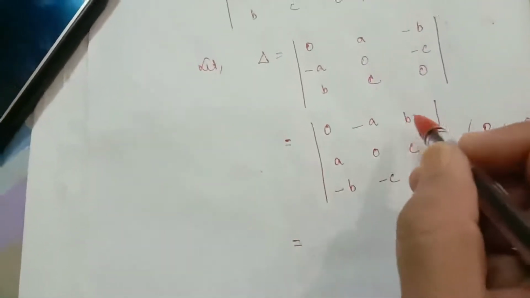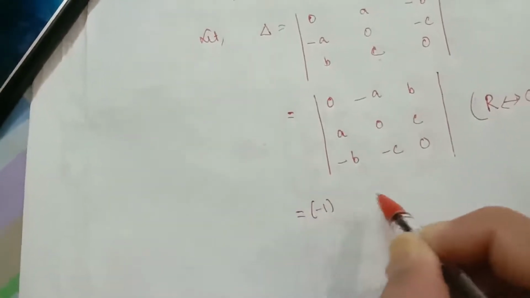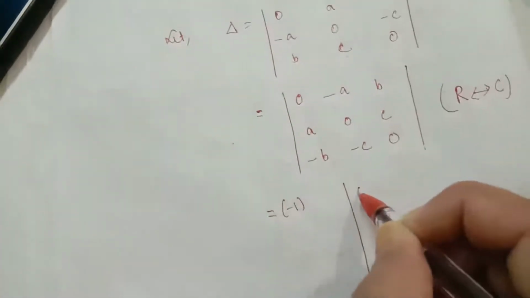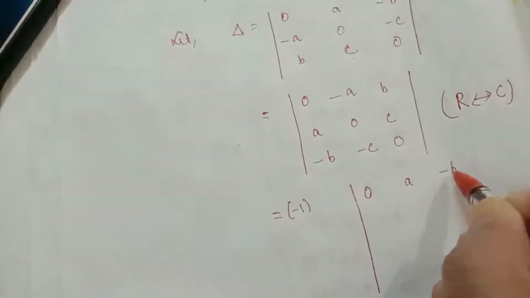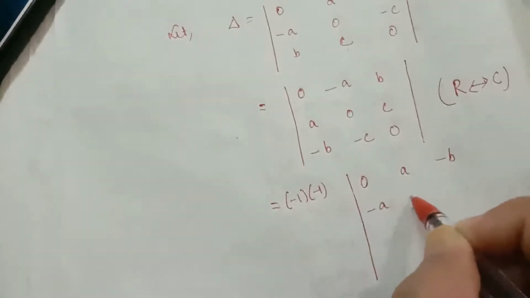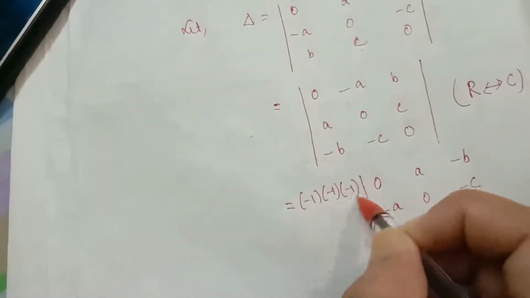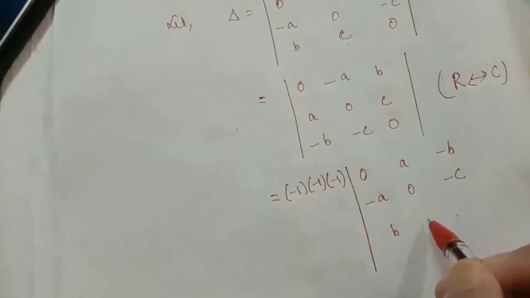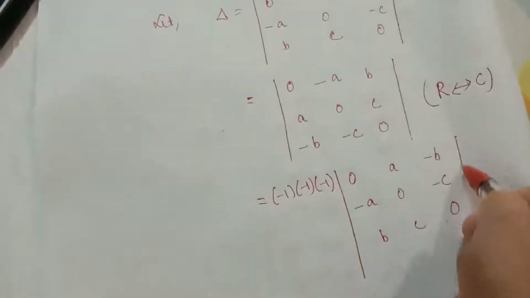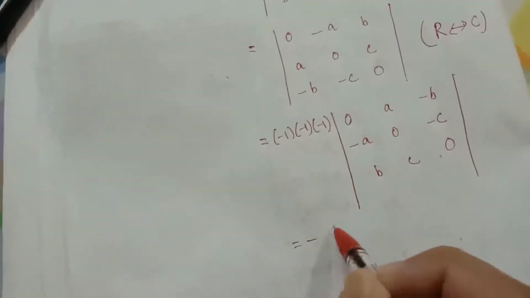Next, let us take minus sign common from the first row, minus 1. This will become 0, A, minus B. Let us take minus sign common from the second row. This will become minus A, 0, minus C. Let us take again minus sign common from the third row. It will become B, C and 0. Minus 1, minus 1, minus 1. If we multiply, this will become minus.